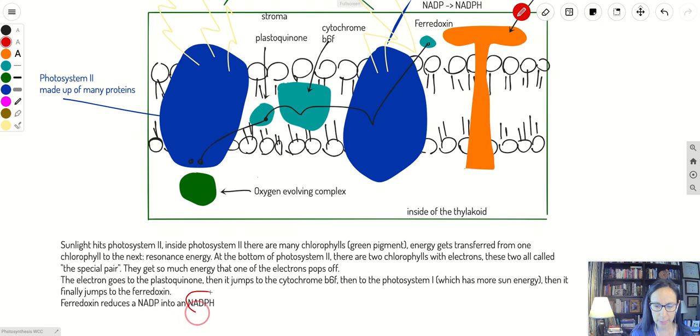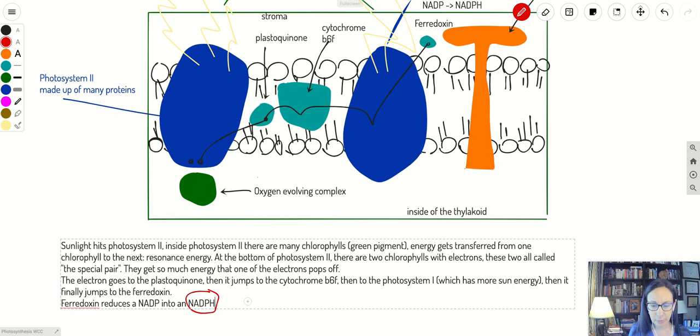Okay. So this is one of the outputs. This is an energy rich molecule. That hydrogen that was added has a lot of energy, and that's going to be used in the second step of photosynthesis. But one of the outcomes of the light reactions is NADPH, and the only way that ferredoxin can make that is by all the energy that was added by this electron jumping from one protein to another protein. Okay, so that's one thing that happens in the light reactions.